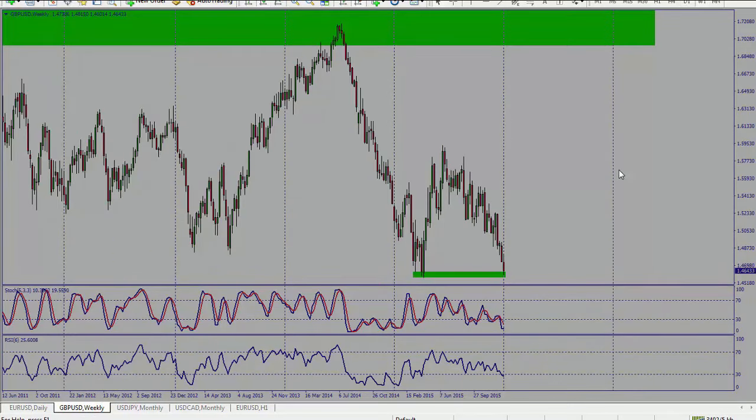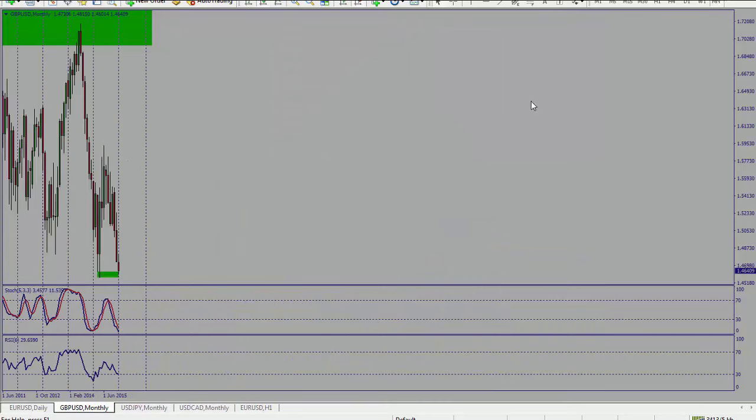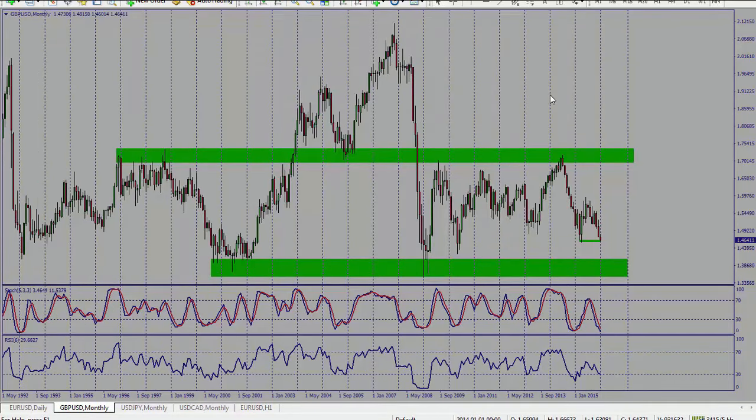And pound dollar here, we can see we've had on a weekly a massive move down, a pullback, and then a decline. And we can see there's a support level here. If I go back to the monthly chart, the thing to note is there's been a huge sell-off. This was during the financial crisis, and since then, what have we really done? We've just been moving sideways. There's a level of resistance here.